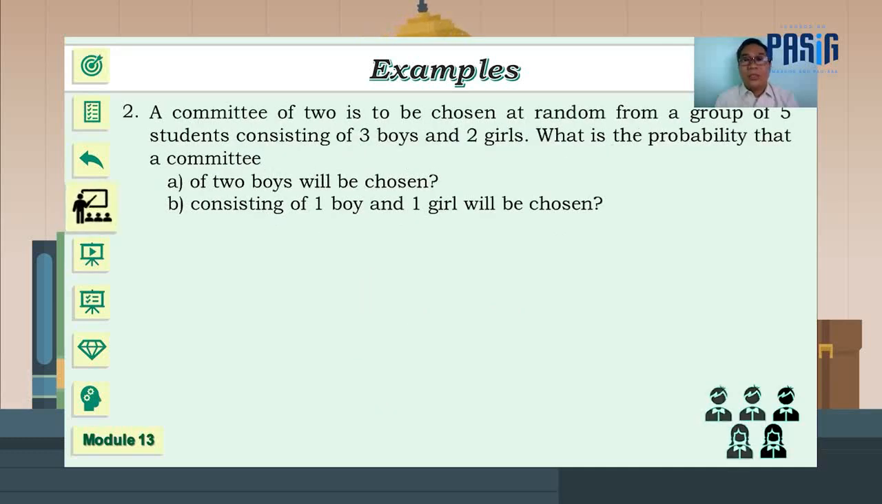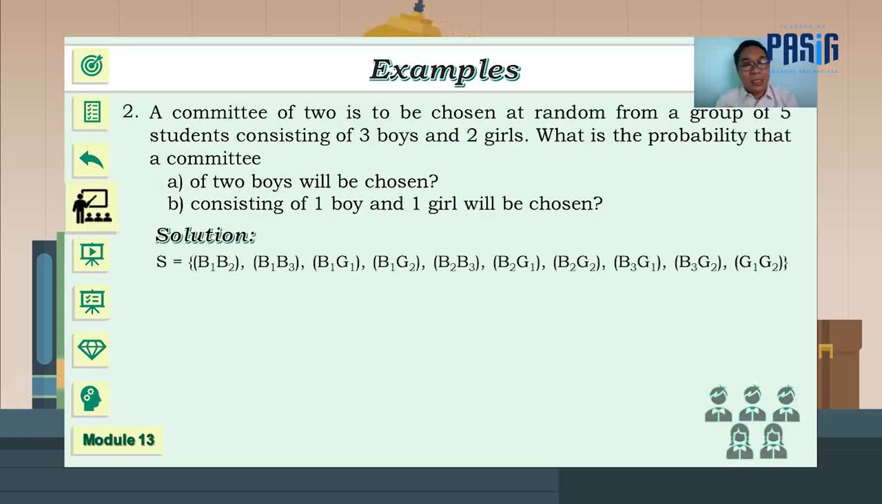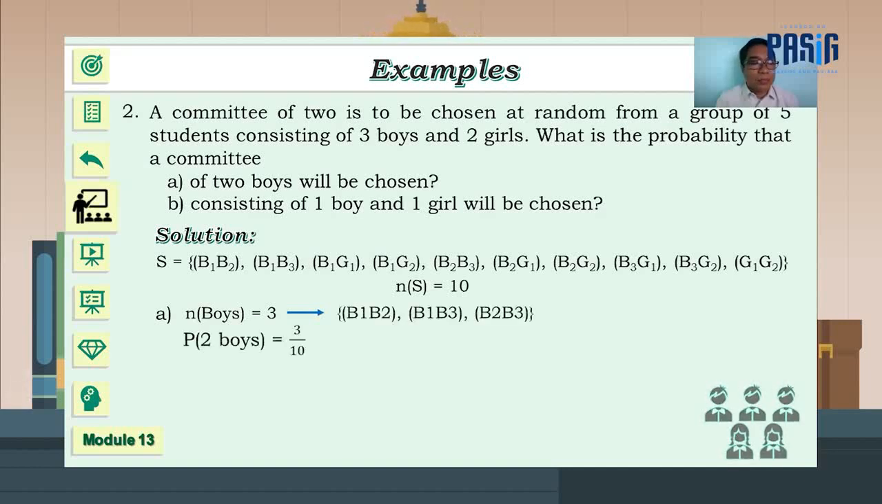So what we're going to do is to find first the sample space. And this is the sample space. From the sample space, find the element, or a pair rather, that both are boys. And so we have 1, 2, 3, 3, and the sample size is 10. So you have your 3 over 10.